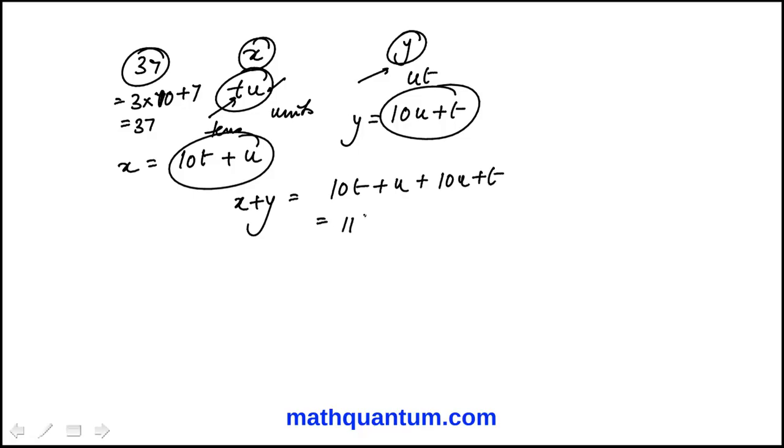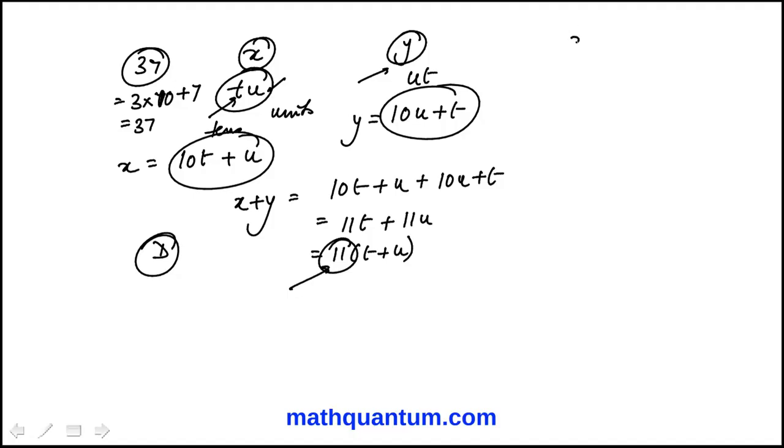And you'll see that if you algebraically simplify this, it becomes 11t plus 11u, or 11 times t plus u, which means that 11 will always be a factor of this sum, or it's a multiple of 11. So if we look at the answer choices, x plus y must always be divisible by 11. So this is one way to do it.